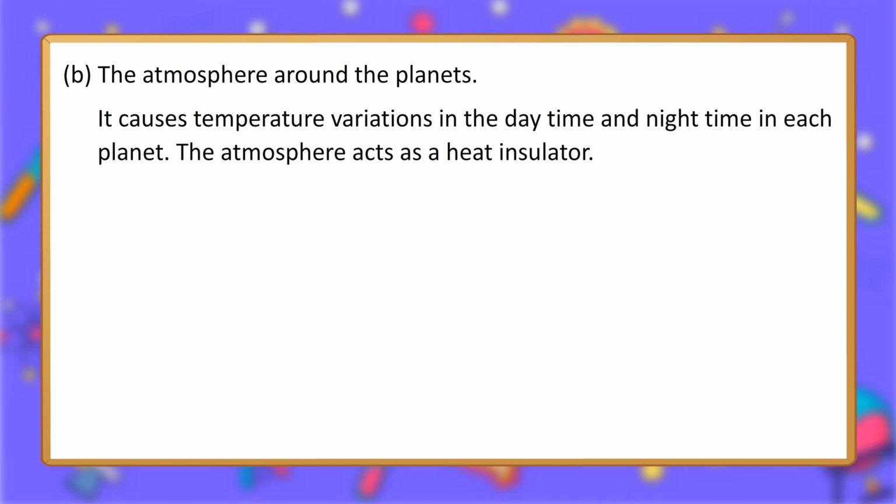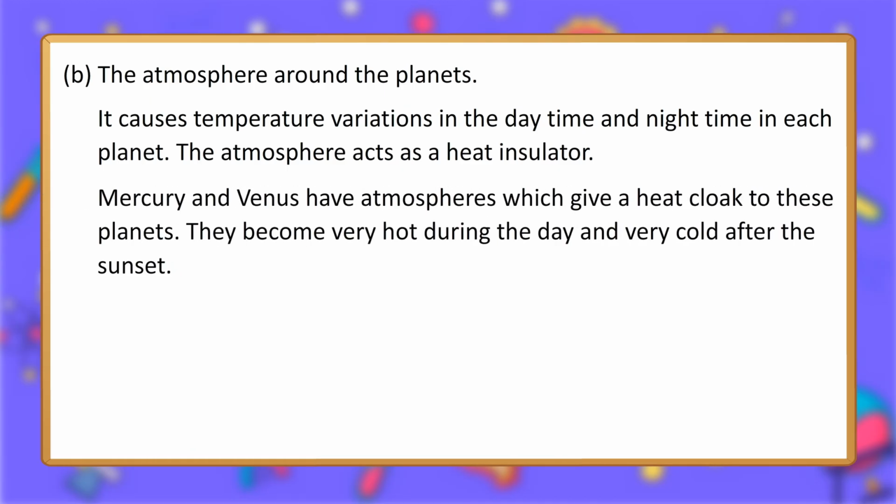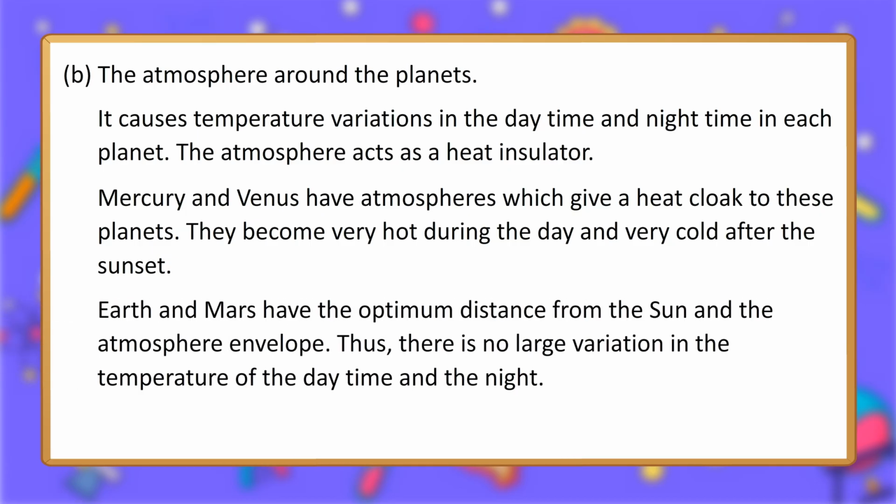B. The atmosphere around the planets. It causes temperature variations in the daytime and nighttime in each planet. The atmosphere acts as a heat insulator. Mercury and Venus have atmospheres which give a heat cloak to these planets. They become very hot during the day and very cold after the sunset.